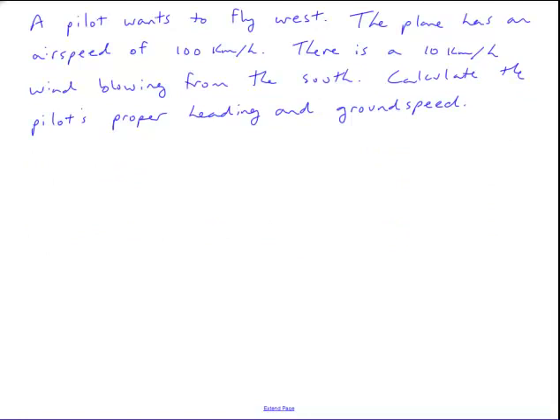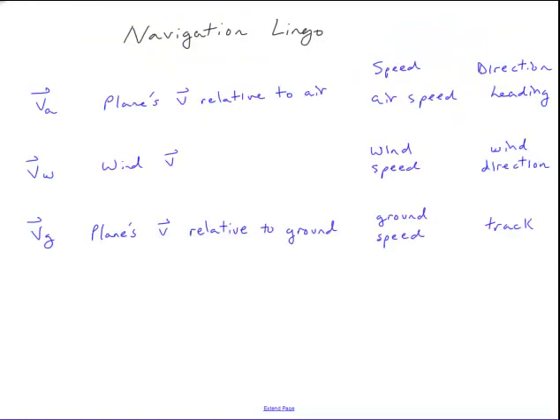A pilot wants to fly west. The plane has an airspeed of 100 kilometers an hour. There's a 10 kilometer an hour wind blowing from the south. We'll get to that. Calculate the pilot's proper heading and ground speed. Let's look at this for a quick review. Heading is the direction of the plane's velocity relative to the air, and ground speed is the speed of the plane relative to the ground.